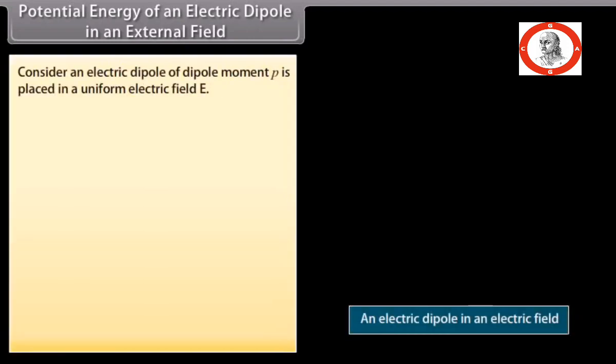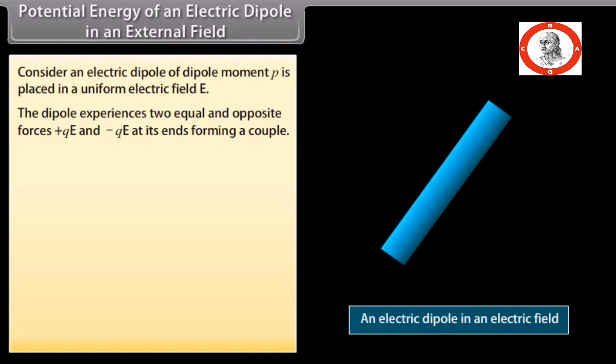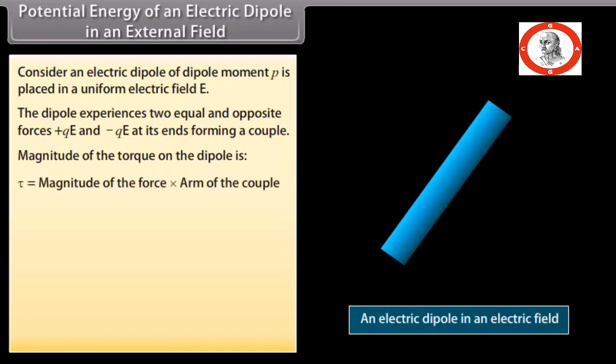Potential energy of an electric dipole in an external field. Consider an electric dipole of dipole moment P placed in a uniform electric field E. The dipole experiences two equal and opposite forces, plus QE and minus QE, at its ends forming a couple. Magnitude of the torque on the dipole is equal to magnitude of the force times the arm of the couple. Tau is equal to QE into 2L sine theta, which is equal to PE sine theta.